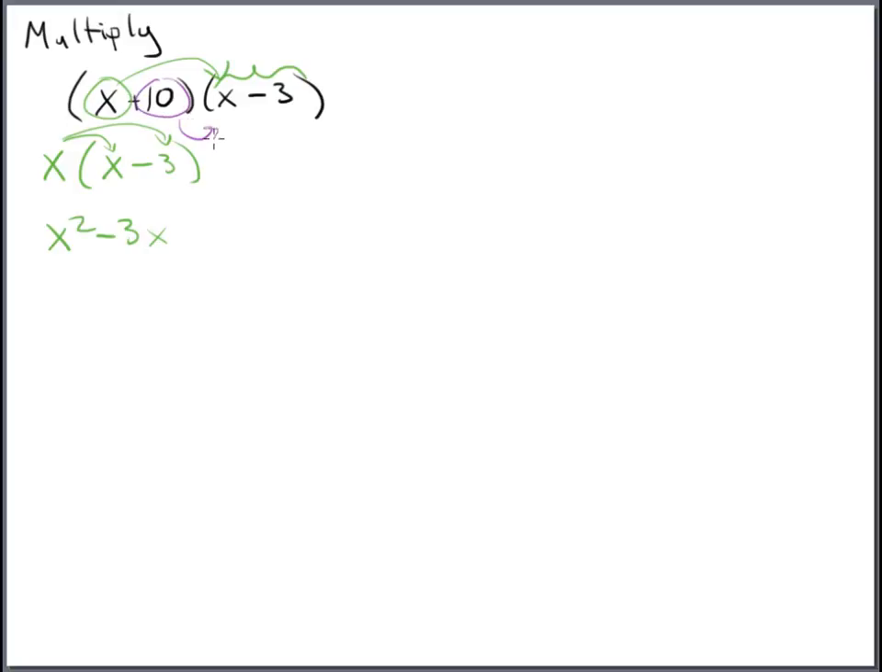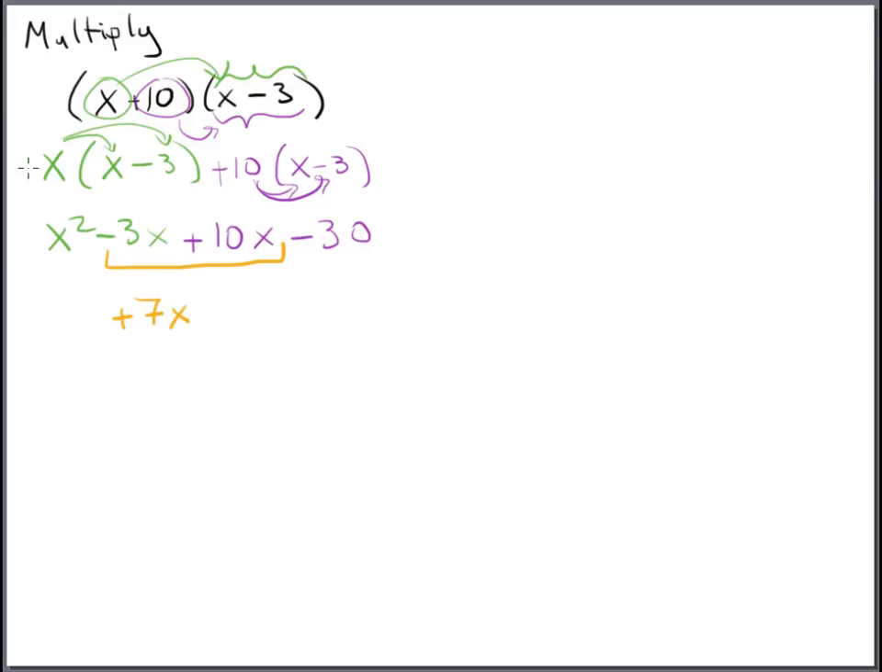And then 10 gets its shot with this binomial. So I'm going to add to it 10 times the quantity x minus 3. So that's 10 times x, plus 10x, and 10 times the negative 3, minus 30. Okay, and as before, minus 3 and plus 10 grouped together. That's plus 7x. So this whole expression becomes x squared plus 7x minus 30.